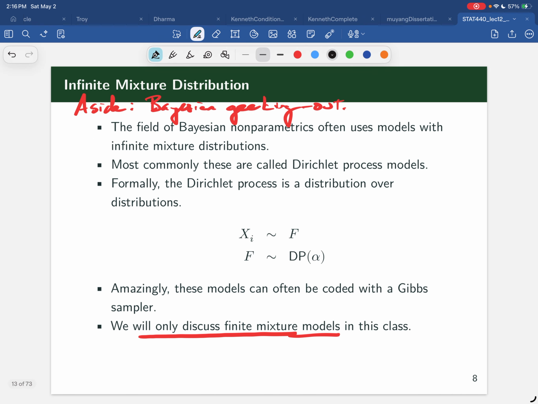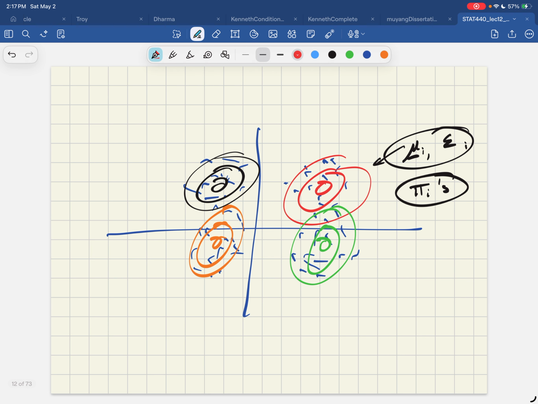Okay, so this slide is basically an aside. It's kind of Bayesian geeking out, and the first bullet says the field of Bayesian non-parametrics often uses models with infinite mixture distributions. So the idea you should have is imagine some crazy cloud of points, and what you're going to do is throw down mixture distributions to model that crazy cloud of points.